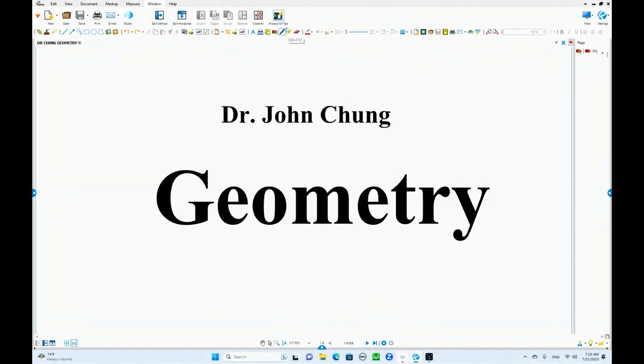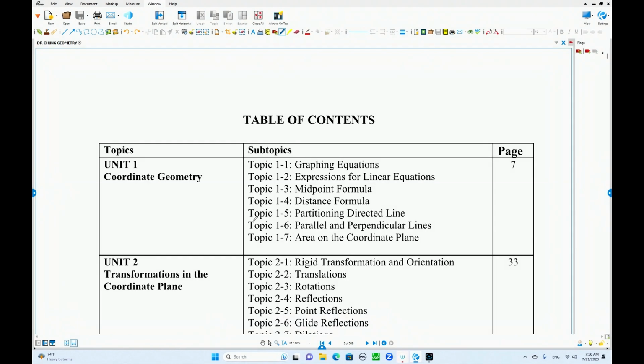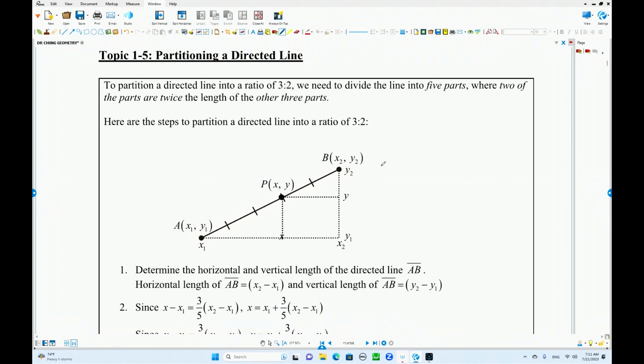This is our first lesson. The topic we're going to study today is here: topic 1-5, partitioning a directed line. You should study this one in the book. We're going to start this one today. Partitioning a directed line is on page 17.